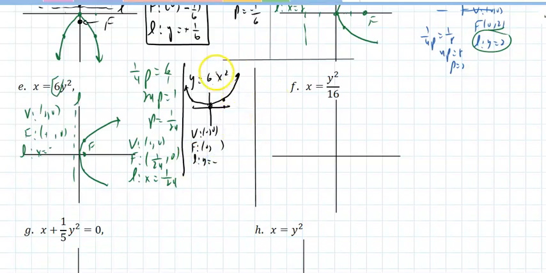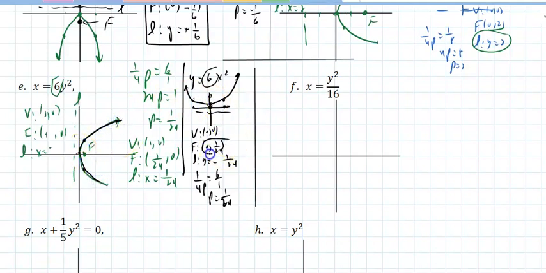And I could take 1 over 4p and set that equal to 6. So I'll get p equals 1 over 24 again. So go up 1 over 24 and go down 1 over 24. Switch x with y with those graphs. So 0, 0. The point 1, 6 becomes 6, 1 and the point -1, 6 becomes 6, -1. I get the graph.